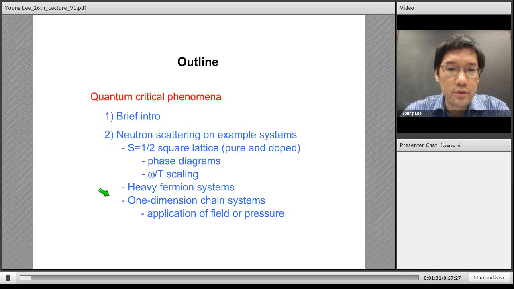One thing I should mention about this topic is that it is a very current topic, so there are fewer firm conclusions that can be made here. But perhaps one firm conclusion that we can make is that neutron scattering is an excellent probe of this phenomenon.